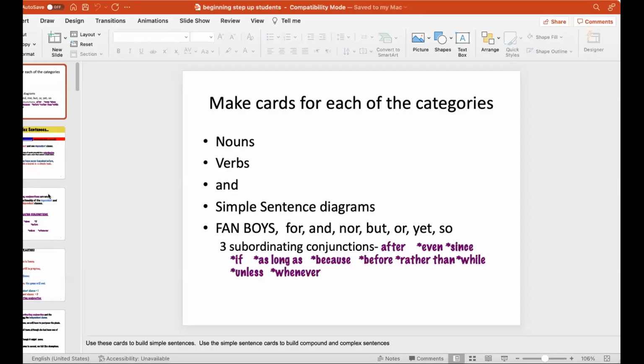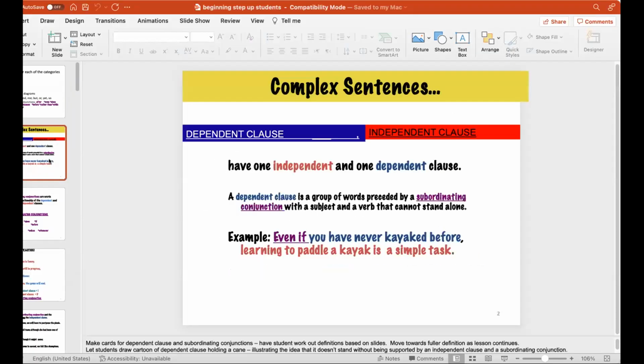Okay. So, if I want to create a complex sentence, a complex sentence essentially is made out of two simple sentences. So you take two of these, and now what you're doing is you're sticking them together with a conjunction. But it's not and, okay?